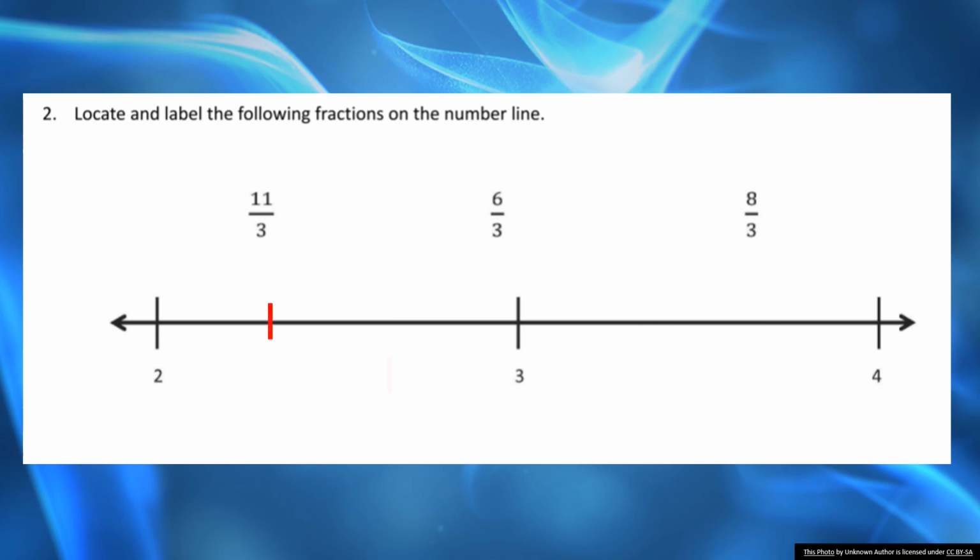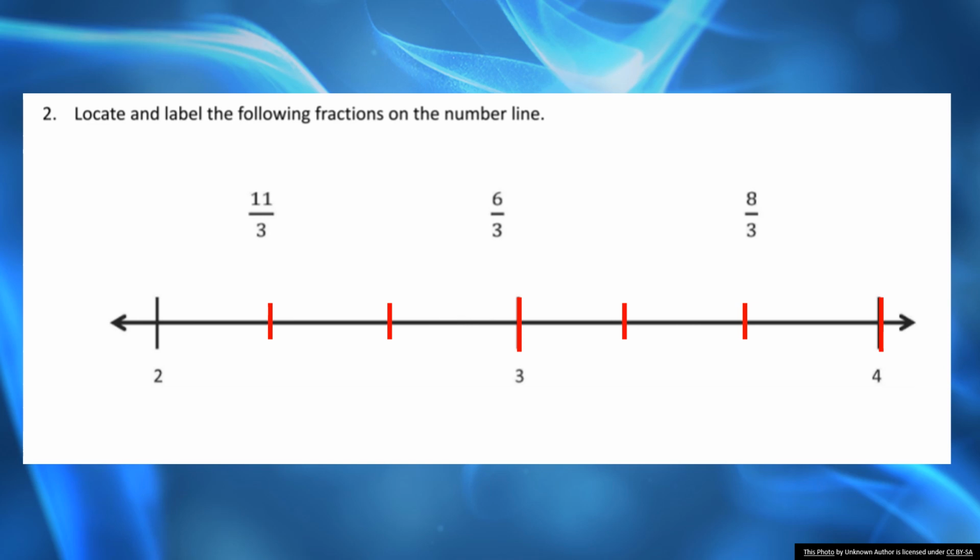1, 2, 3. Remember, every 3 lines is one whole because 3 thirds is one whole. All right, we've not reached the end of our number line, so we need to do it again. 1, 2, 3. And again, I've created another whole because 3 thirds is one whole.